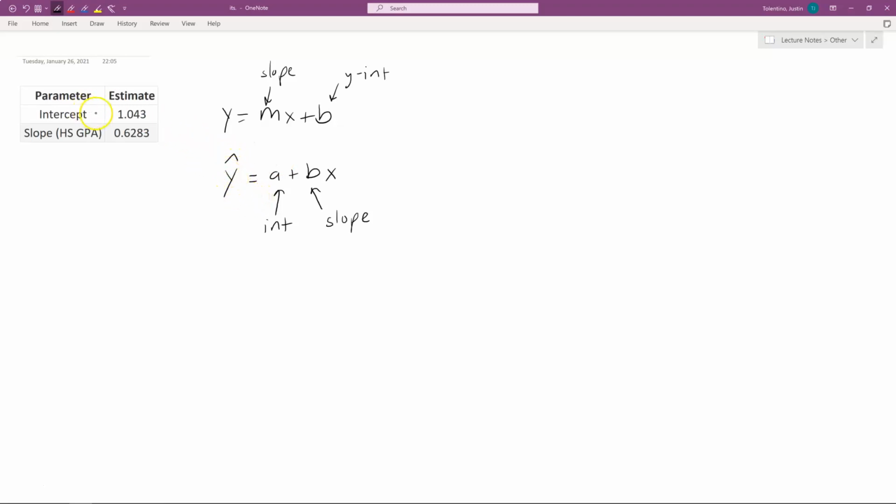So now it's all just about putting in our equation. So we have y hat is equal to our intercept, which is given to us, 1.043, plus our slope times x. So our slope here is 0.6283.